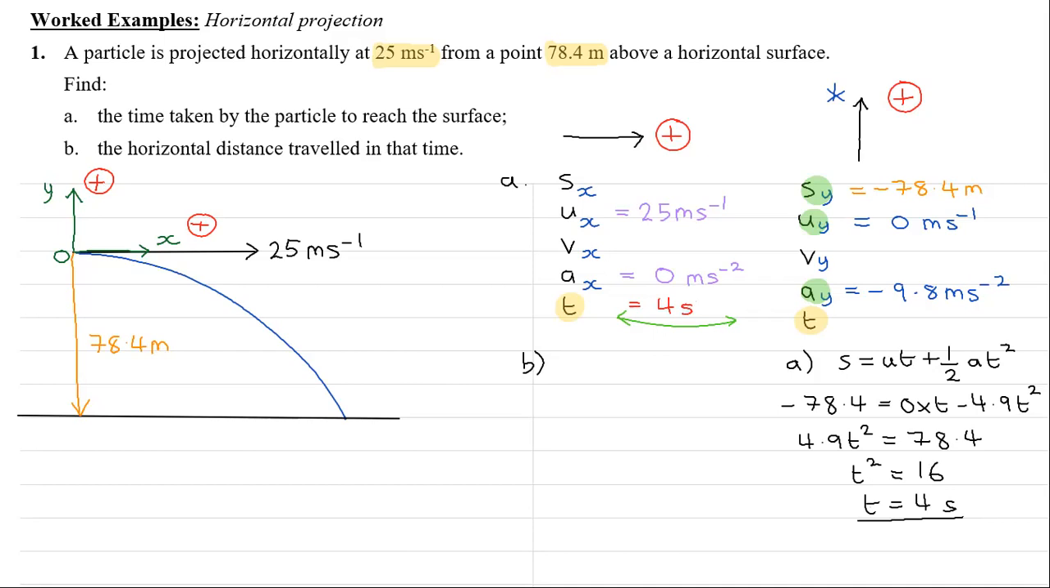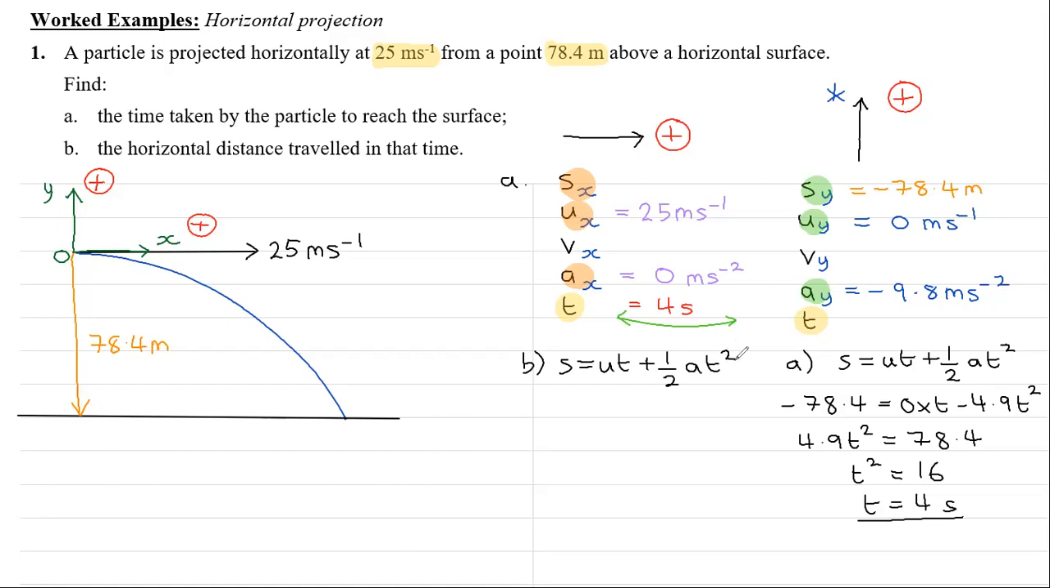So let's put in T, and we're going to get, what do we want to find? We want to find the horizontal distance traveled. So let's just highlight what we know and what we want to find. So we want to find S, we know U, we know A, and we now know T. So let's plug everything in. So it looks like we're going to use the same formula again. So it's going to be S equals UT plus 1/2 AT squared.